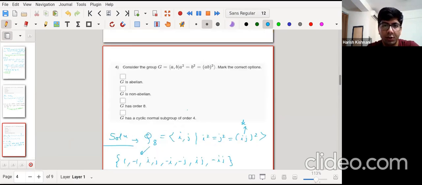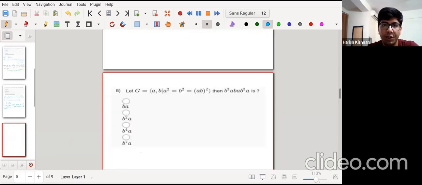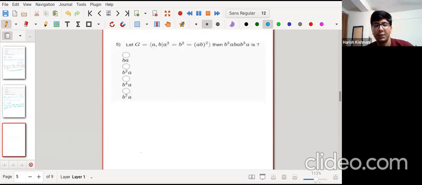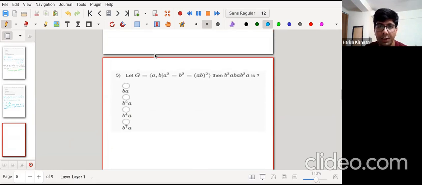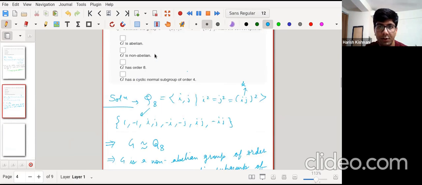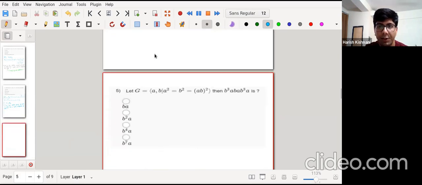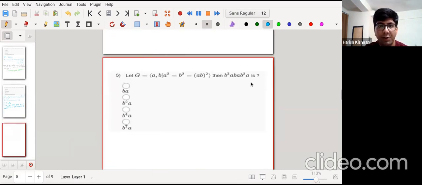Okay, now let's move on to the fifth question. It says a square equal to b square equal to ab square, same relations. Then what is b cube a b ab cube a? One method is you know that this group is Q8, and you see what this is in Q8. Or without even using that the group is Q8, you can directly get it.